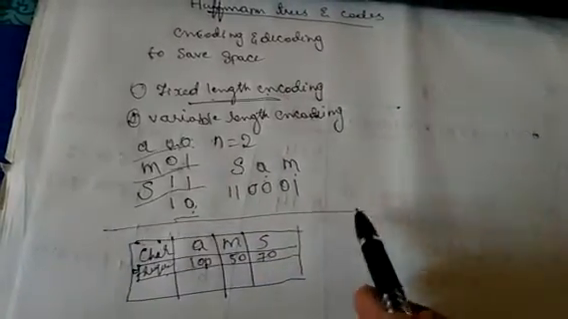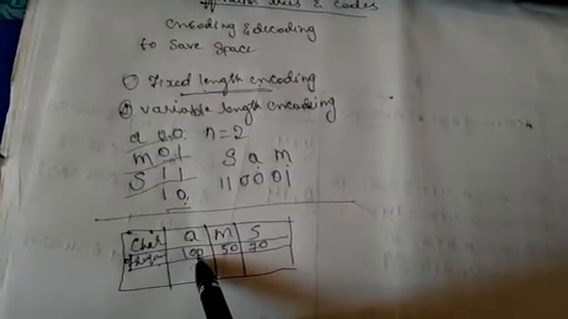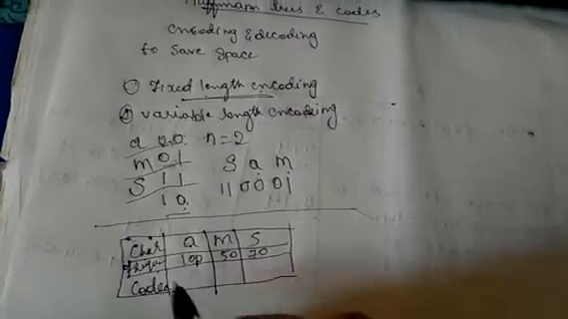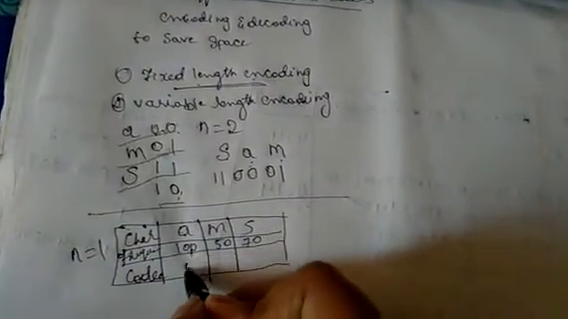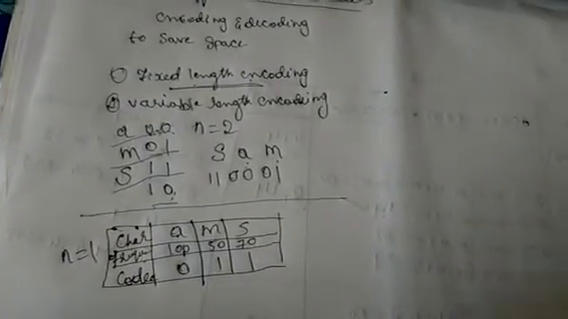In this text, 100 times A is repeated. That is the meaning of the frequency. Okay, then code. For example, I'll take n equals 1. N equals 1 means either 0 or 1. Only this is the possibility. 0, 1 and 1 I'll get.